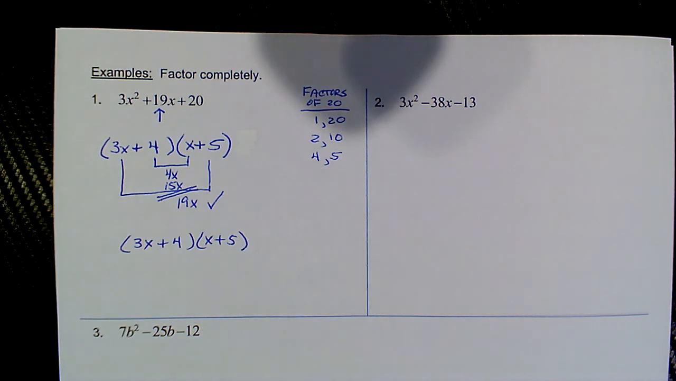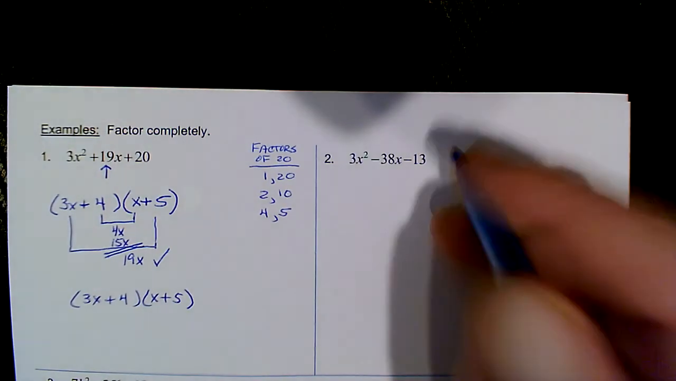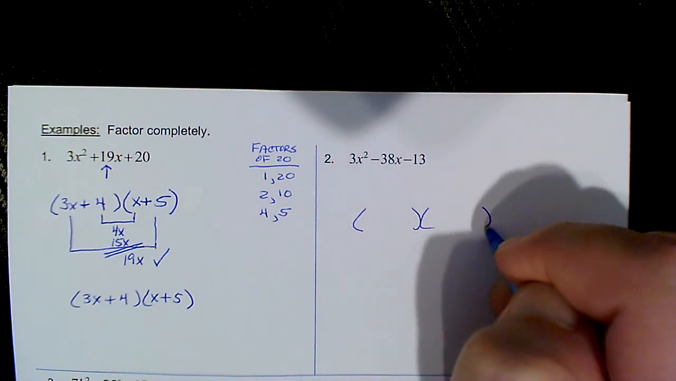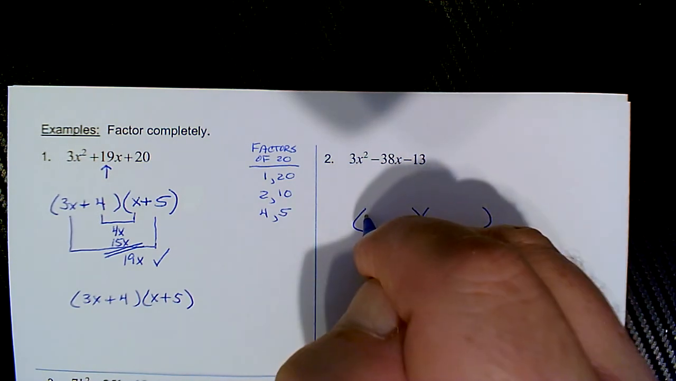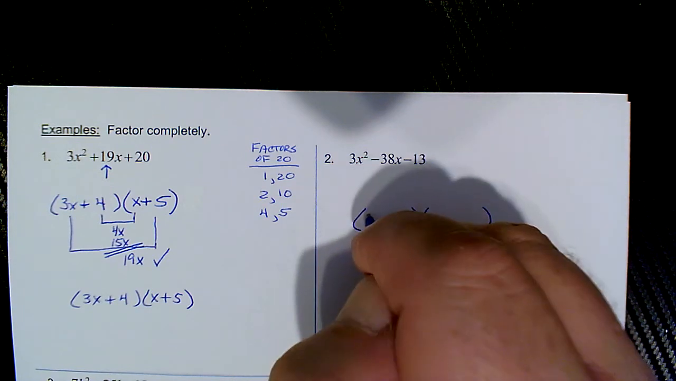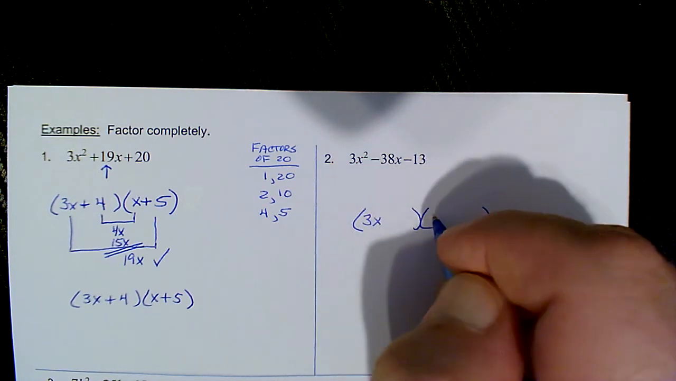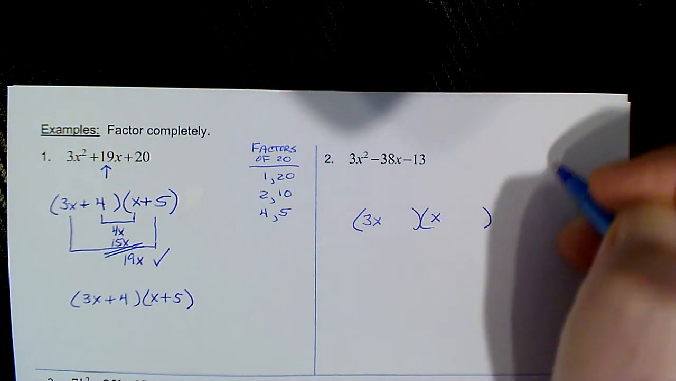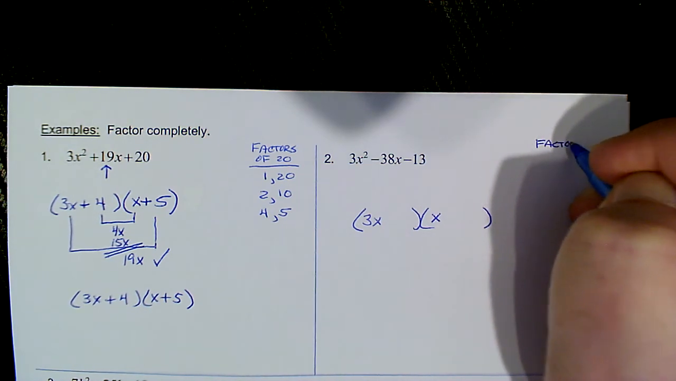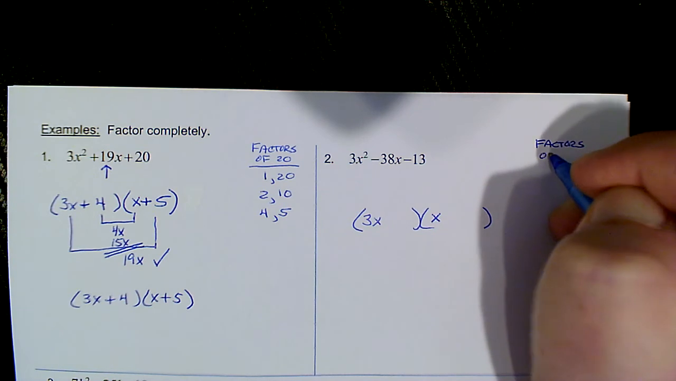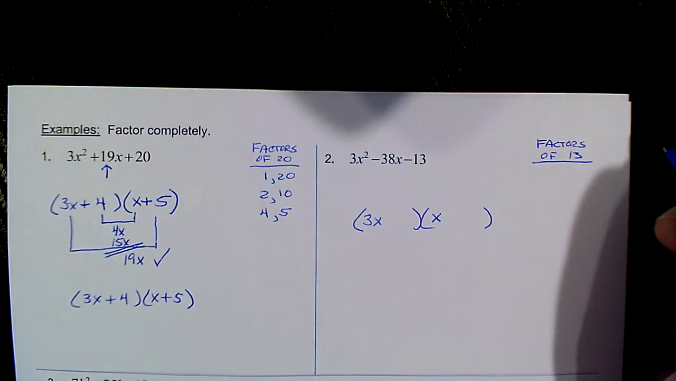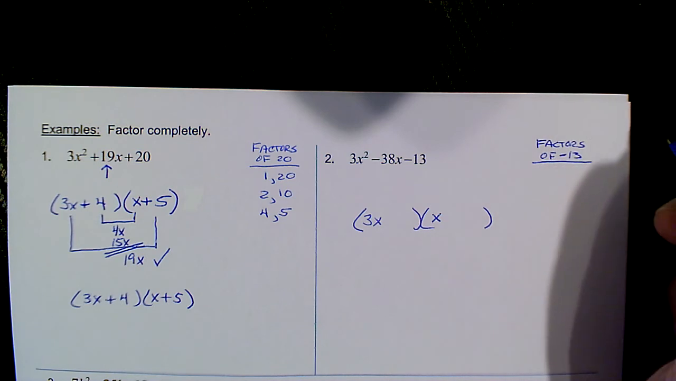Okay, so on to the second example. Once again, set up the product of 2 binomials. And since the leading coefficient is 3x squared, the only way to split it up would be a 3x and an x. Again, we do need the factors of 13. Now the factors of a negative 13, that is.